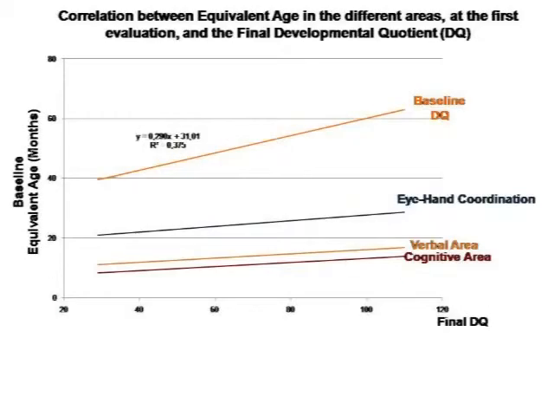So we did a correlation between the final developmental quotient and the baseline developmental quotient and other areas, and we found a positive correlation, which means it is a positive predictor for a good outcome, in particular the baseline developmental quotient, as well as hand-eye coordination, the verbal area, and the cognitive area. This is not a surprising result, because Peter Szatmari also found in the American Journal of Psychiatry that the verbal area and cognitive area are good predictors for positive outcome in these children.